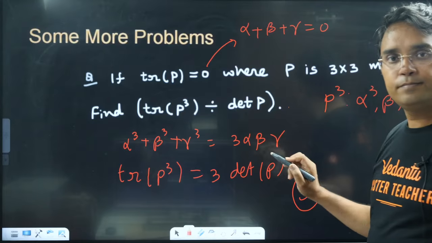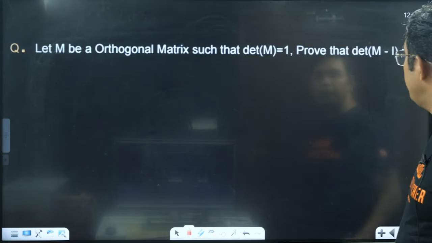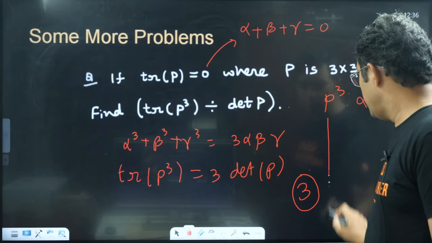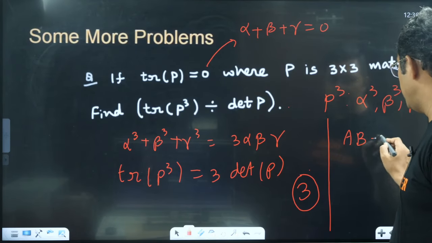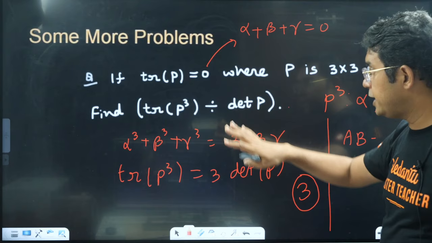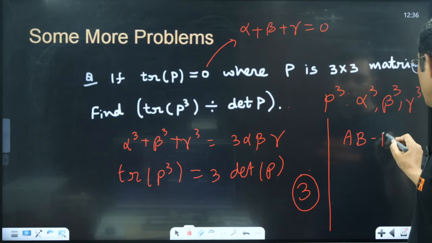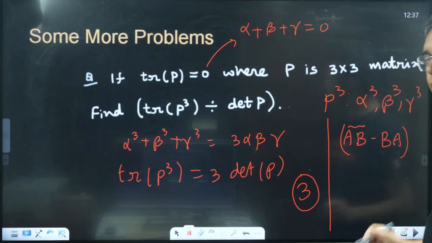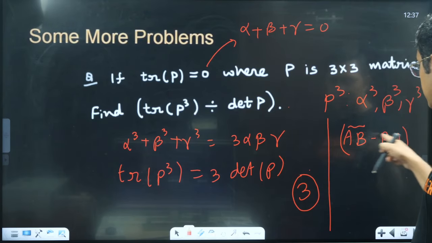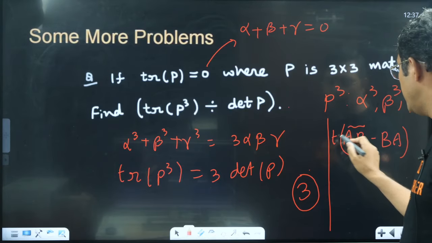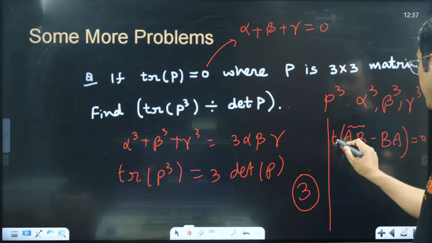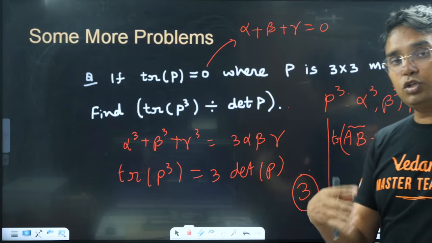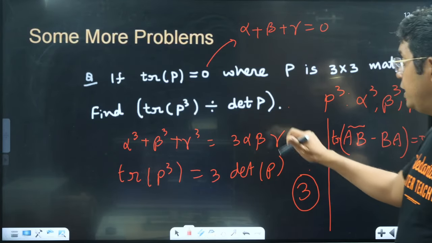So that is the answer. I remember I did one thing when I solved this in your notes. I just told one thing, that AB minus BA. It is not out of context, but it is different from this question. If you solve AB minus BA, I think you know the trace of AB and the trace of BA are always the same. So this will always have trace equal to 0. The trace of AB minus BA will always be 0. So whenever you have A and B as 3 into 3 matrices, AB minus BA will satisfy this.